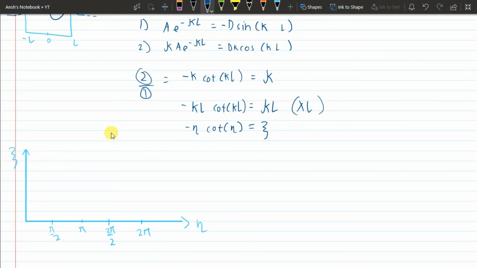So since there's a minus sign, we know that cot eta would have a positive solution between 0 and pi by 2, but since there's a minus sign, the positive solution will become negative, and in the region of pi by 2 to pi, the negative solution will become positive. So we'll have kind of an opposite behavior to what we see for the tangent. So we'll have something like this.